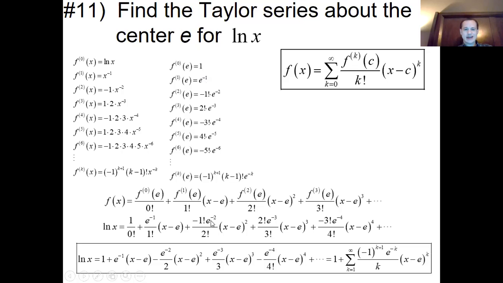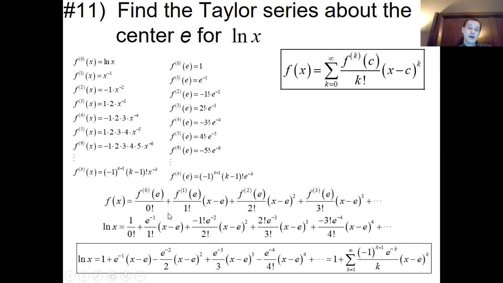Second derivative, well, we had an e to the negative second times a -1 factorial over 2 factorial times x minus e squared. Third derivative was 2 factorial e to the negative third. That needs to be divided by 3 factorial and times x minus e to the third, and so on and so forth. But look at this.